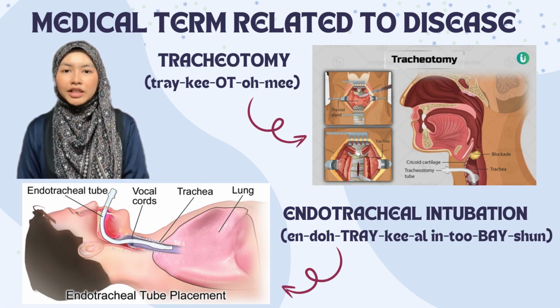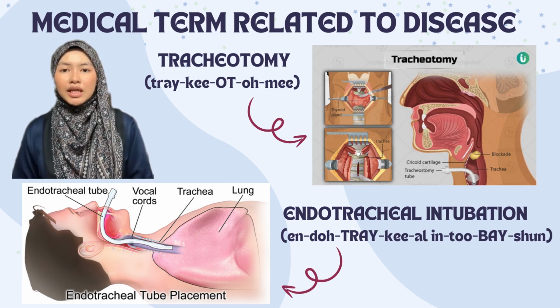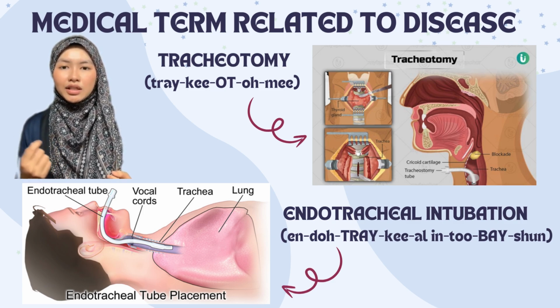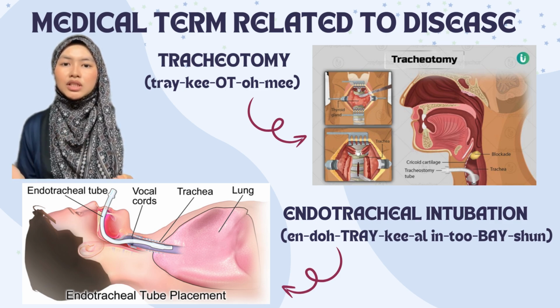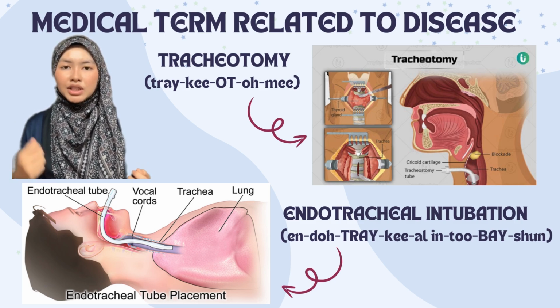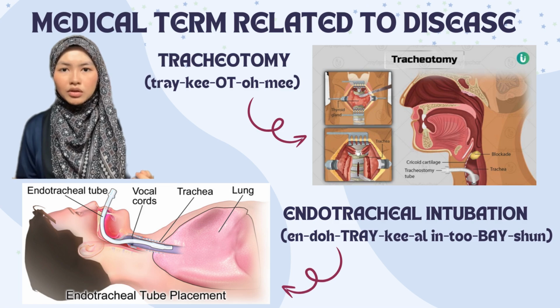Next, we have tracheotomy. An emergency tracheotomy is a procedure in which an incision is made into the trachea to gain access to the airway below a blockage. Lastly, endotracheal intubation is the passage of a tube through the mouth into the trachea to establish or maintain an open airway, especially when a patient must be placed on a ventilator. Intubation is the insertion of a tube, usually for the passage of air or fluids.